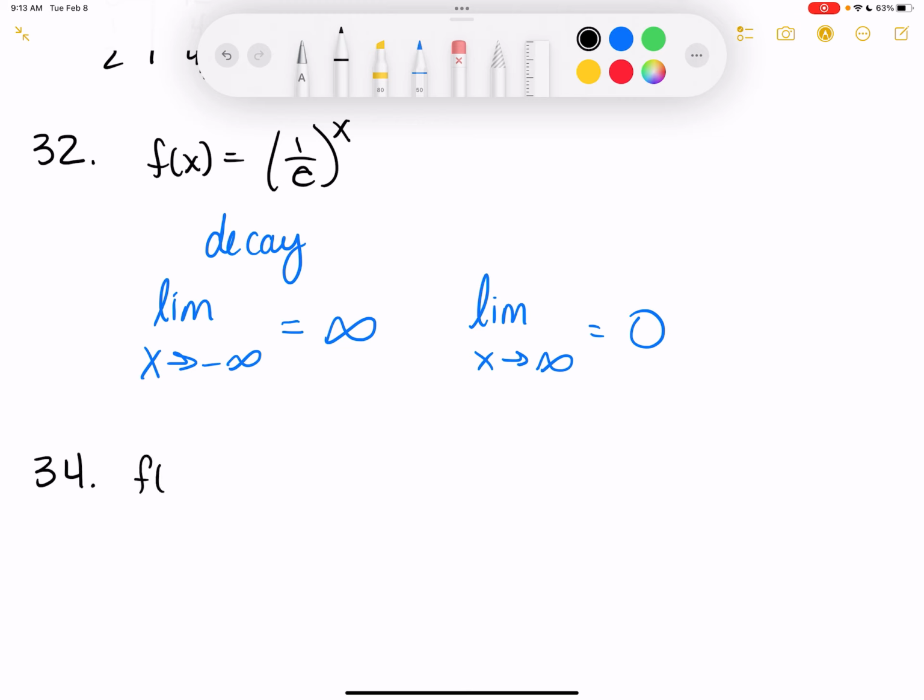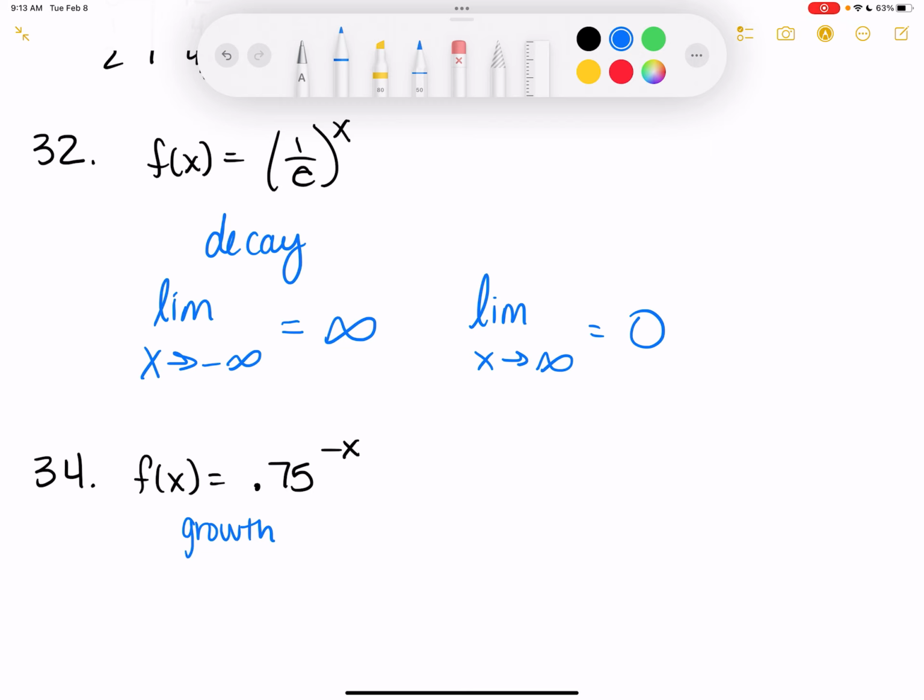34. F of x is equal to 0.75 to the negative x. I forgot to write the problem number. It's growth, I think. Am I right? I don't know. Why do you say it's that? Negative x. So first off, it would be like 1 over 0.75 to the x.